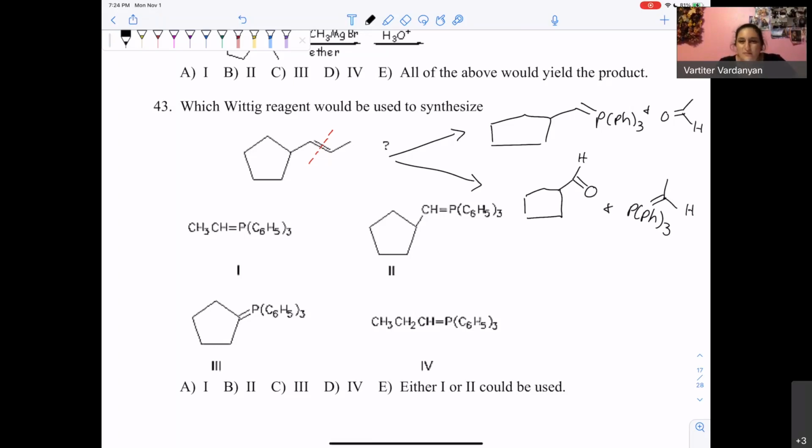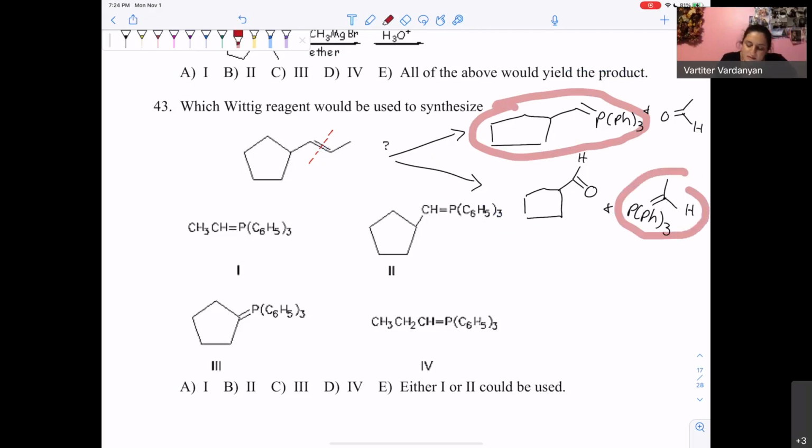Do you kind of see how I split it up? It's almost like Orgo 1 where you did the hot KMnO4 or whatever, and you just cut it in half and put an O. So now these are your possible options. Out of these, you have to pick the possible ylids. So those are your two possible choices.